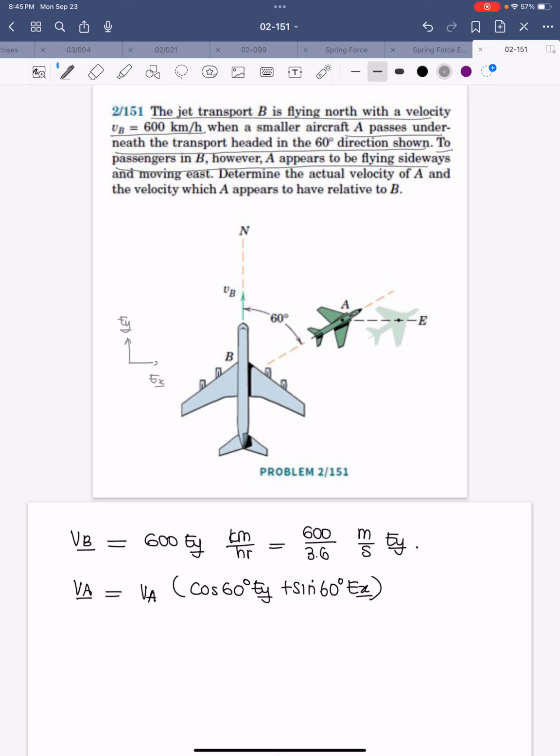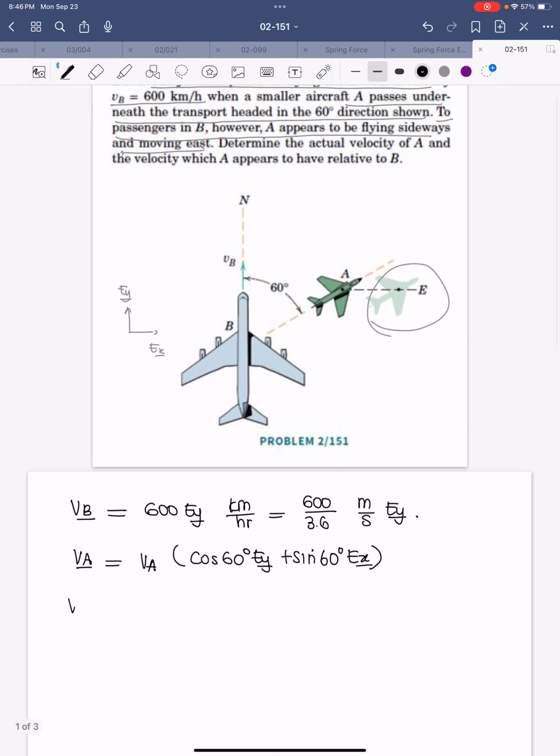however, A appears to be flying sideways. So to passengers in B, to observers in B, A appears to be flying sideways and moving east. So like seen here. Determine the actual velocity. Okay, so to the observers in B, A appears to be flying sideways. This means that the velocity of A observed from B, A with respect to B, which is VA minus VB, has a certain magnitude and is going east, so along EY.